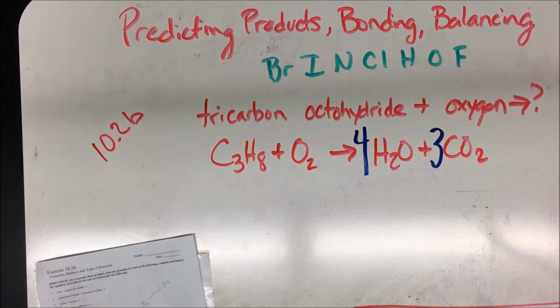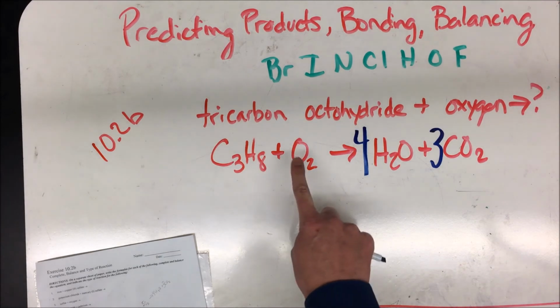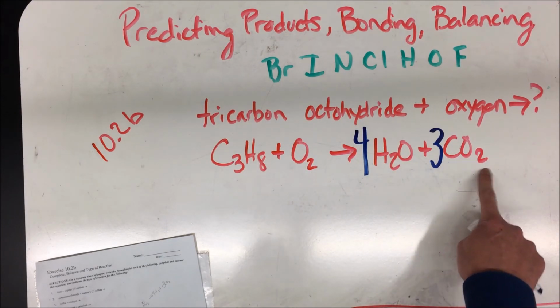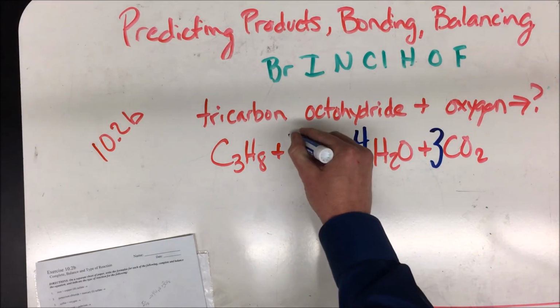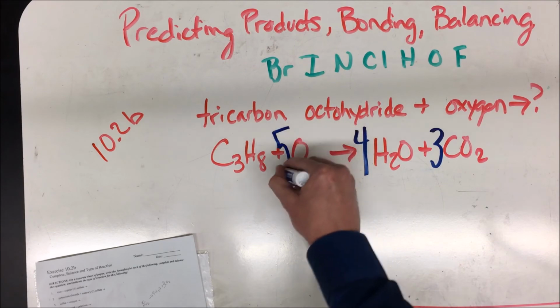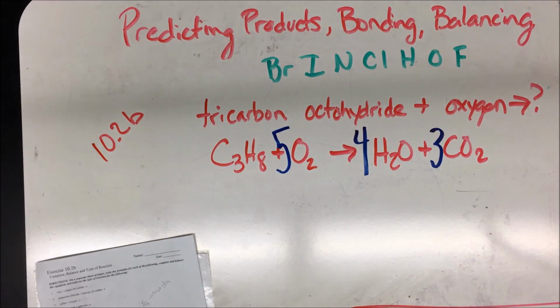And that just messed with my oxygens. So now I can potentially bond my oxygens a little bit better. My carbon's taken care of, my hydrogen's taken care of. I got 2 oxygens over here, and 4 plus 6 is 10. 10 oxygens here. What times 2 is 10? 5. So 10 oxygens, 10 oxygens. That is a combustion reaction.